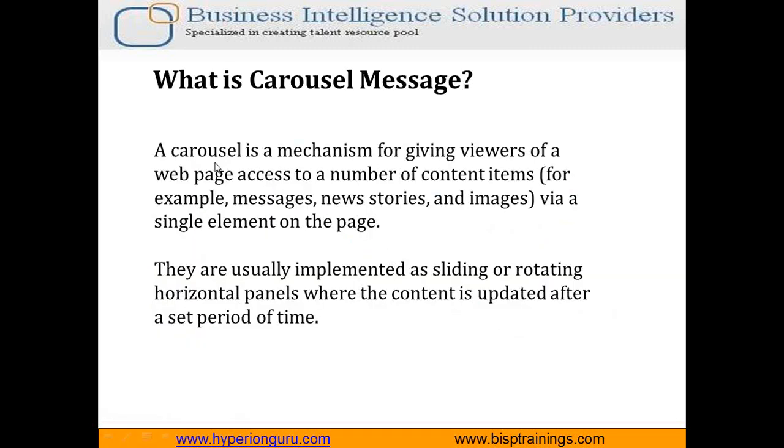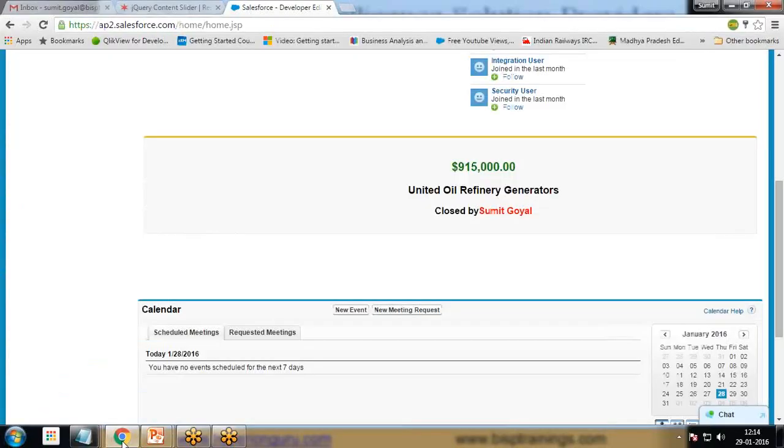So a carousel is a mechanism for giving the viewer of a web page access to a number of content items, for example messages, news stories, and images, via a single element on the page. They are usually implemented as a sliding or rotating horizontal panel where the content is updated after a set period of time.